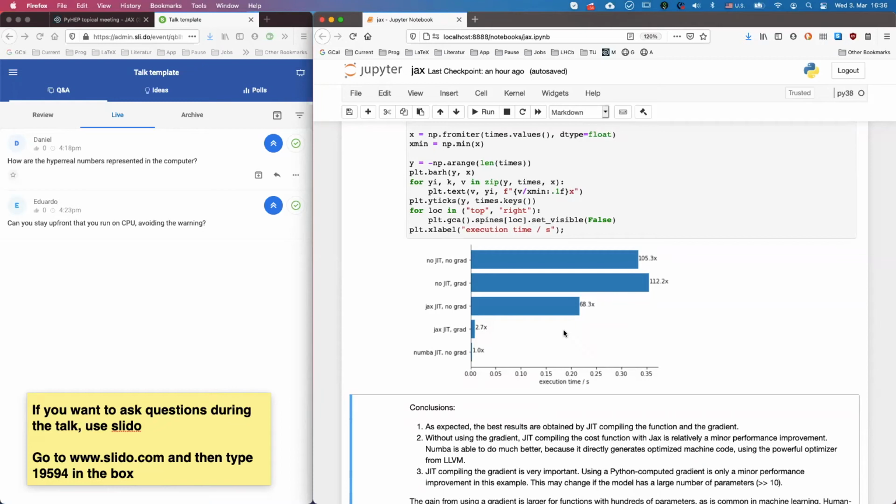Okay, then the other things are not so surprising. If you just use the JIT compiler but you don't use the gradient, then you get a boost of a factor of 2 maybe. So that's nice. The JIT compiler does something.